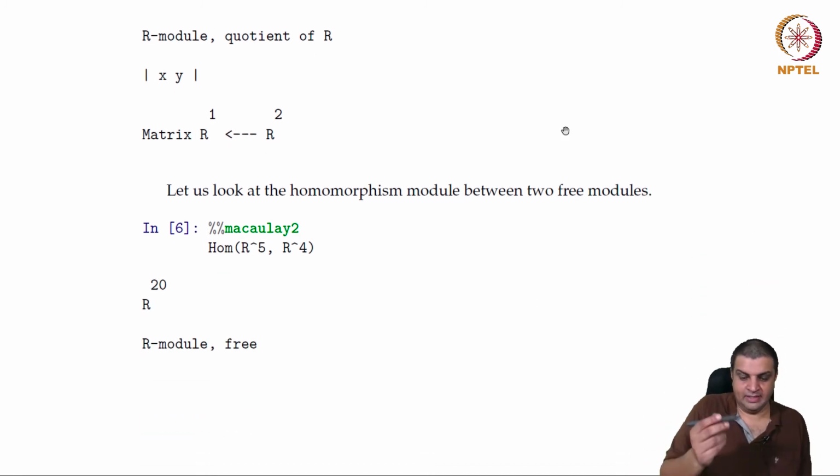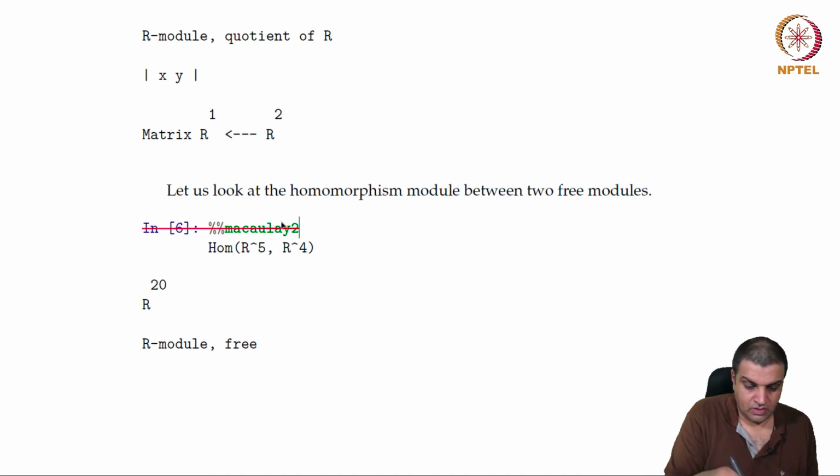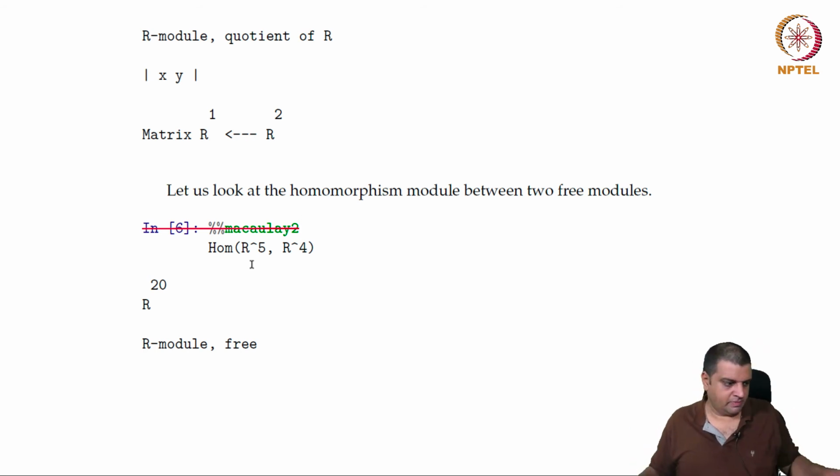Okay, now another curiosity for us. So again, just ignore this part. So we ask here, this is the input line, hom from R4 to R5. What is it? It says R20. It's a free module of rank 20. So this you will do as an exercise. If you have a free module of rank A and a free module of rank B, hom between them is free of rank AB. This will be one of the exercises.